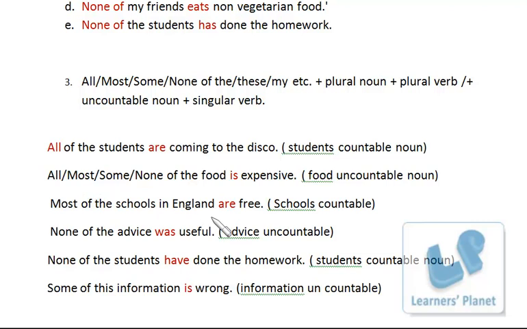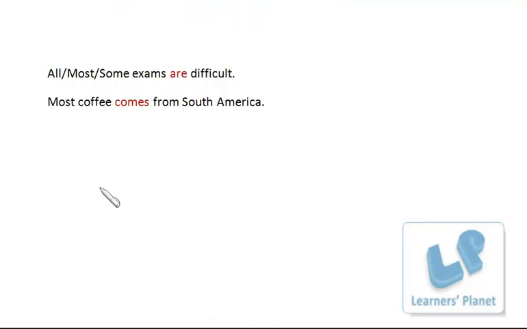Most of the schools in England are free, right? Now schools, countable noun. That's why we are using are. None of the advice was useful. Advice, again, uncountable noun. None of the students have done the homework. Students, again, countable noun. Some of this information is wrong. Information, again, it is uncountable noun. So we are using is over here. Okay? All, most, some exams are difficult. Exams, again, countable noun. Most coffee comes from South America. Coffee, uncountable noun. Okay?